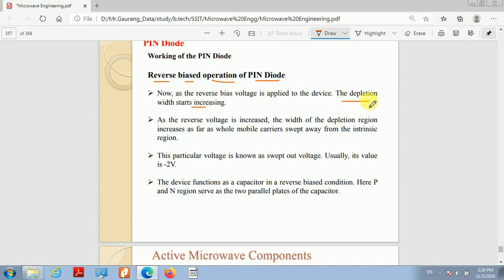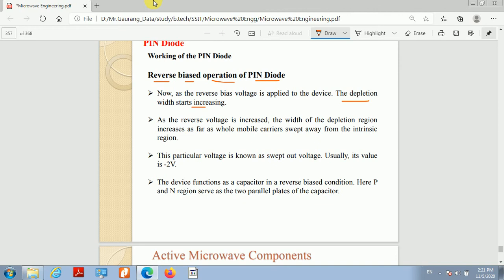Depletion layer की width increase हो जाएगी, and as the reverse voltage increase, the width of the depletion layer is increased as far as whole mobile carrier swept away from the intrinsic region. करेक्ट, मतलब हम रिवर्स वोल्टेज इंक्रीज करते जाएगी और विड्थ ऑफ द डिप्लेशन इतनी इंक्रीज हो जाएगी कि मोबाइल कैरियर्स इंट्रिंसिक रीजन से स्वेप्ट आउट हो जाएंगे. एंड द वोल्टेज, द रिवर्स वोल्टेज एट विच दिस विल हैपन इज नोन एज अ स्वेप्ट आउट वोल्टेज.